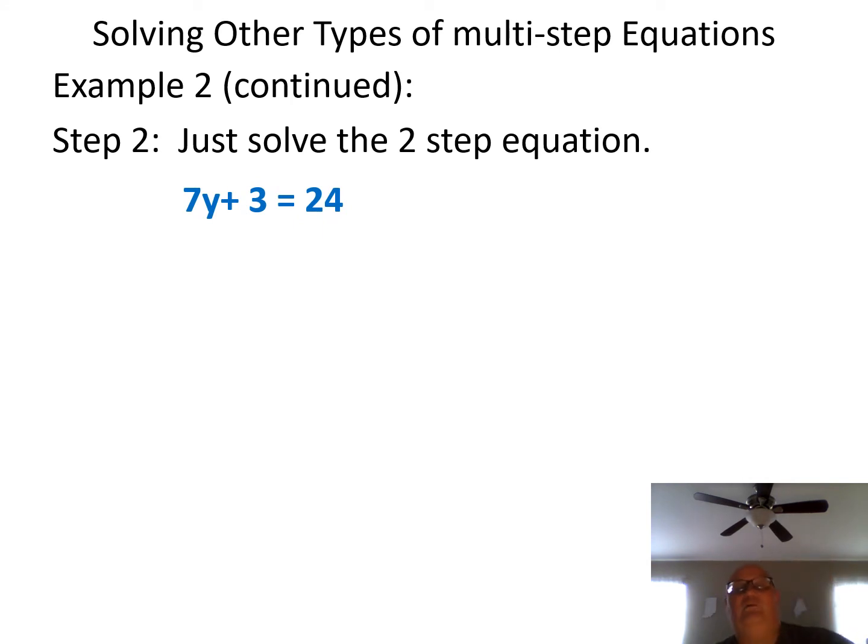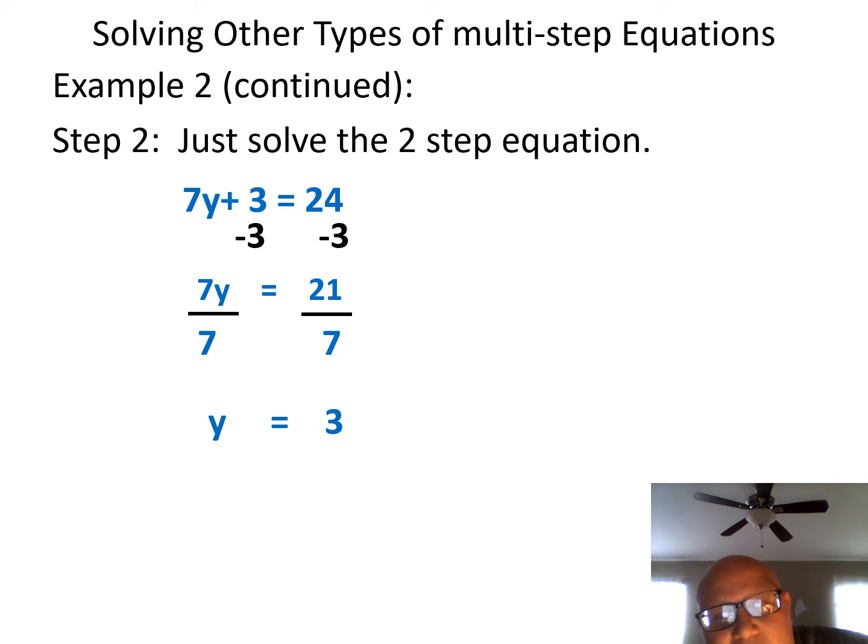Now step 2 is just solve that. So subtract 3 from both sides. Look at that right there, it's a beautiful piece of work. Then that leaves you a new equation. Divide by 7, and y is equal to 3.